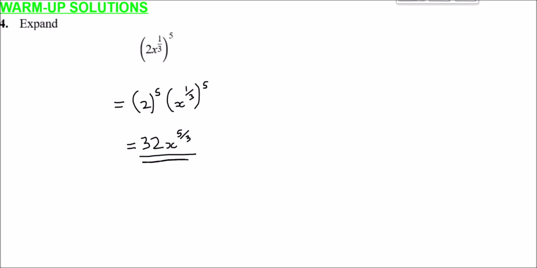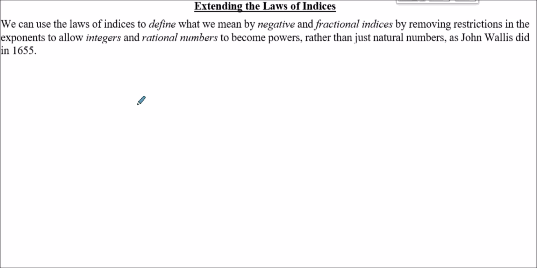So let's crack forward with the main bit of this lesson. So, what we want to do is extend the laws of indices. So, on that note, we can use the laws of indices to define what we mean by negative and fractional indices by removing restrictions in the exponents from just natural numbers to allow integers and rational numbers to become powers too. John Wallis in 1655 was the first person to do so.